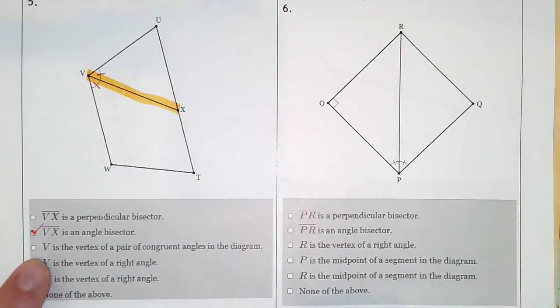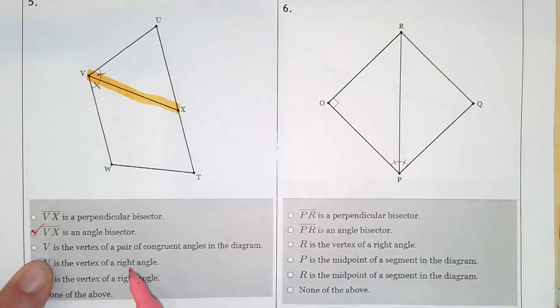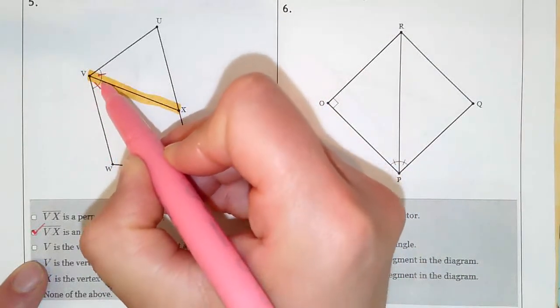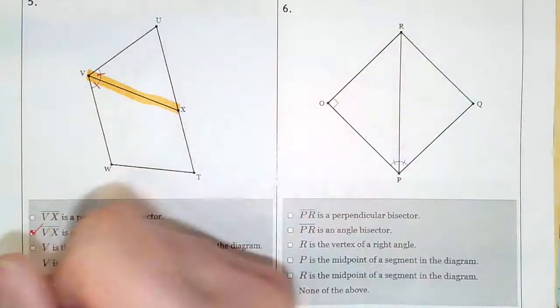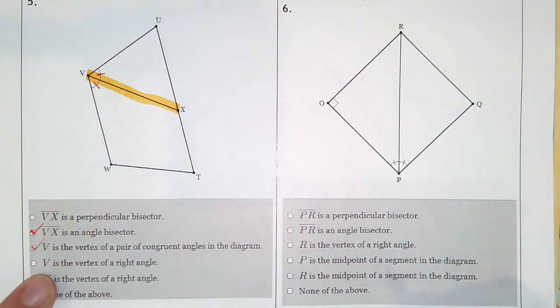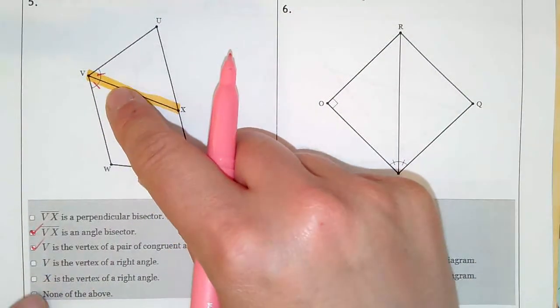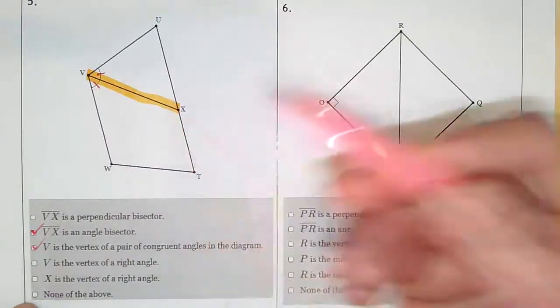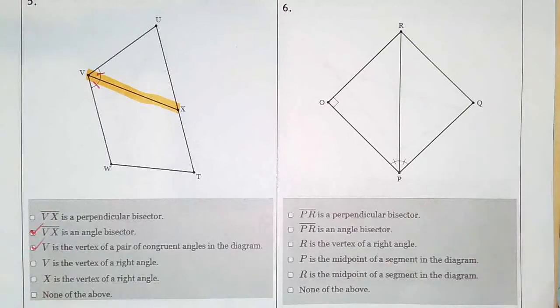Change into checks instead of X's. V is the vertex of a pair of congruent angles. Is V at the vertex of these angles? Yeah. V is the vertex of a right angle? No. X is the vertex of a right angle? No. So it would be just those 2.